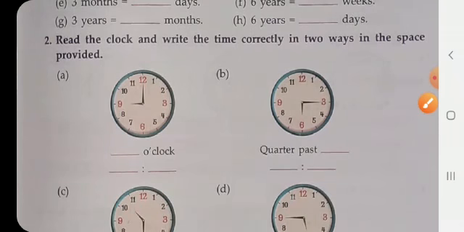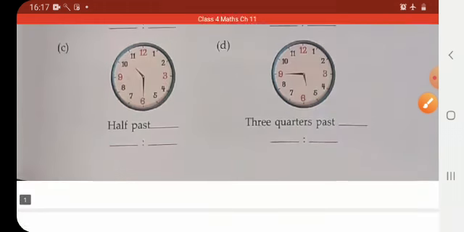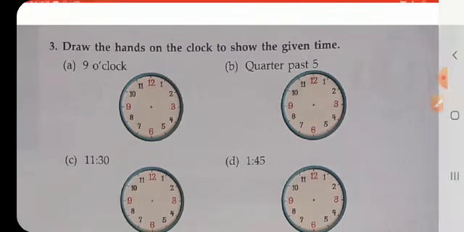Now coming on to the next question: read the clock and write the time correctly in two ways in the space provided. Now we have to write what is the time. This is actually 9 hours, so it is 9 o'clock. And how to write it? 9 and here 00. Right. Then quarter past what? This is quarter past 6, that means 6 and here we will write 15. So this was much easier and we had learnt all these in our previous classes. So do all these by yourself.